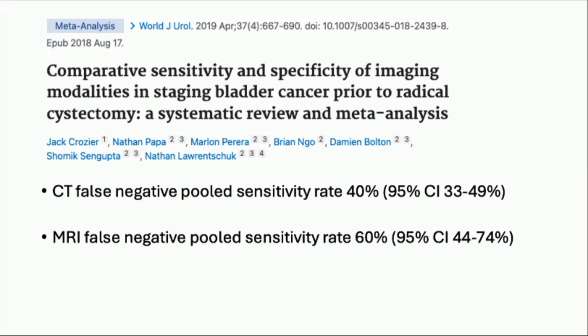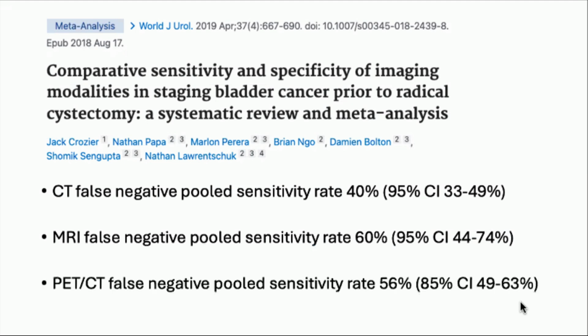They found that the pooled false negative sensitivity rate from MRI was 60%, and PET-CT scan still had a pooled false negative sensitivity rate of 56%. So the main takeaway that I took from this meta-analysis was that imaging can still often underestimate the extent of nodal disease, which is why it's still important to do lymph node dissection in patients undergoing radical cystectomy, even if they are clinical stage cN0 disease with conventional imaging.